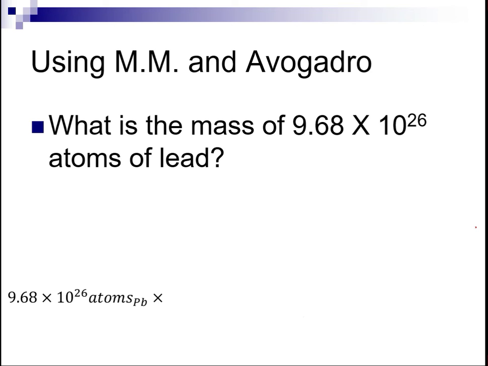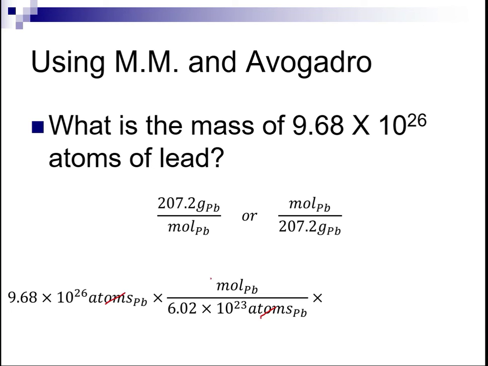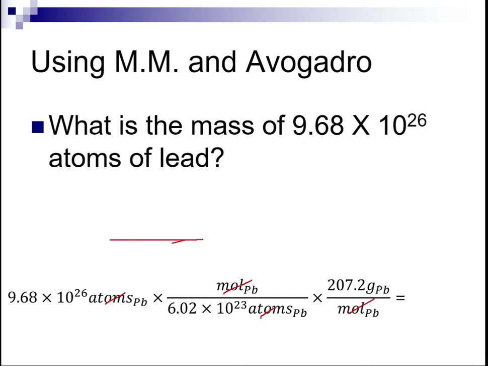Particles to moles using Avogadro's number first, and moles to mass using molar mass. So there are 6.02 times 10 to the 23rd atoms in a mole. I want to be able to cancel my units, so I'm going to use the second one. Atoms cancel, and that has me at moles. And then I'm going to use my molar mass second. I want to get the moles on the bottom, so I'm going to use this one. Moles cancel. And when I do that, I get 333,000 grams of lead. That's a lot of lead.